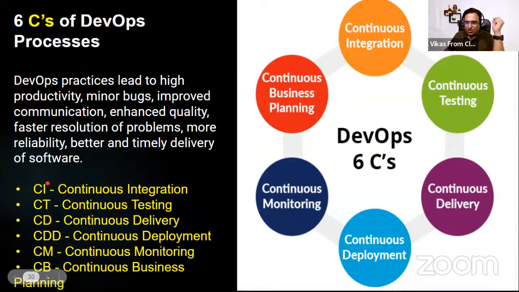I'm 100% sure you have heard about CI and CD, but there are so many more things available, like CT, CDD, CM, CP. How many people know all 6? Just type the number in the chat box. Only 2. Okay, I accept. What else, guys? I get only 5 answers, 6 answers. What else?